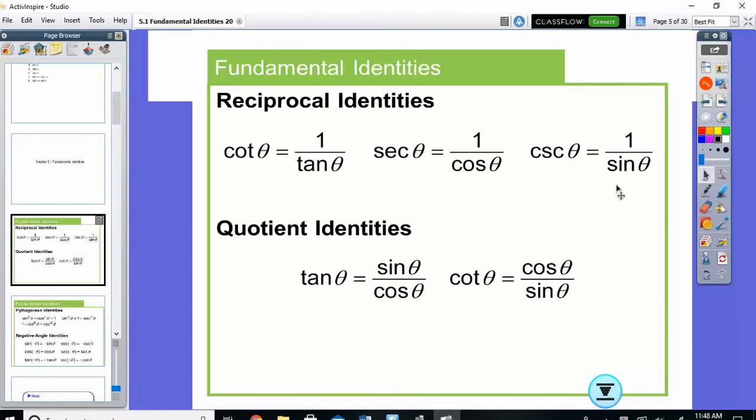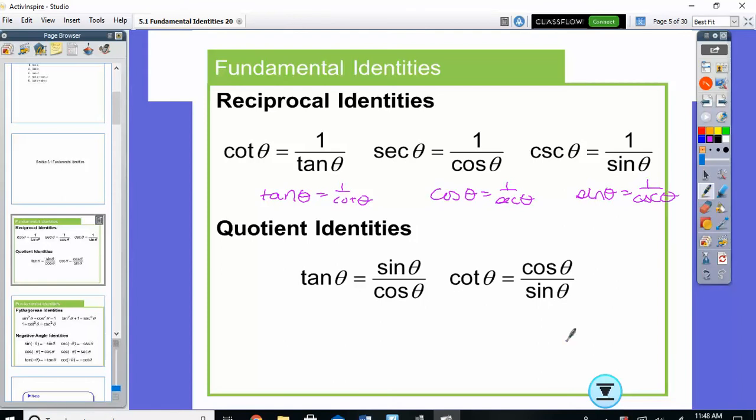We've already talked about how cotangent and tangent are reciprocals. We wrote it down one way, but it's also true that tangent is 1 over cotangent. And cosine is 1 over secant. And sine is 1 over cosecant. So those are reciprocals. You should know which ones are reciprocals.